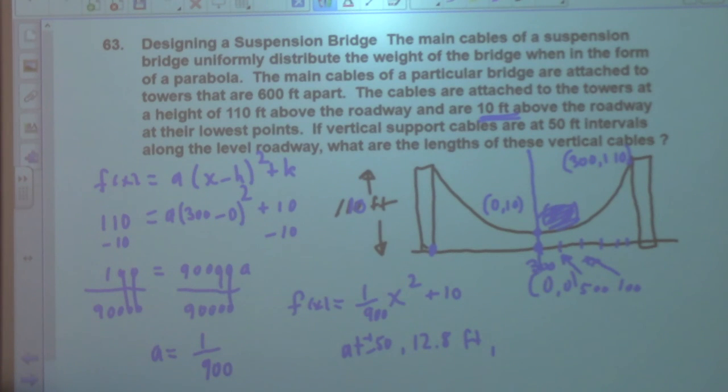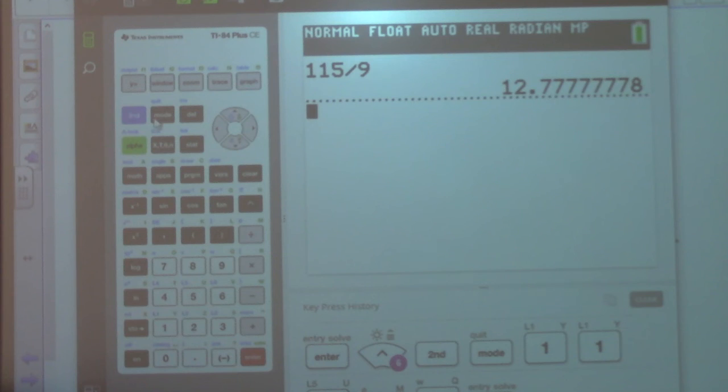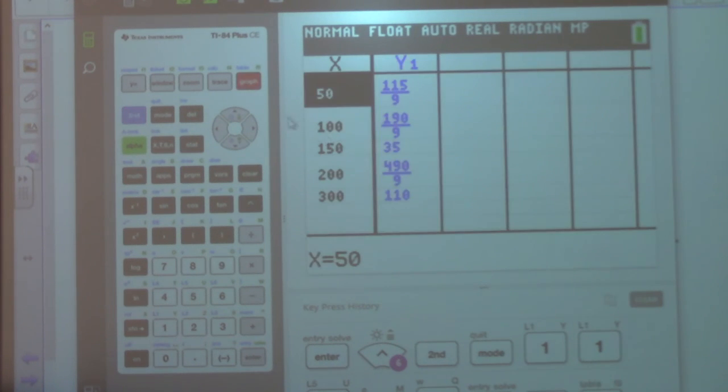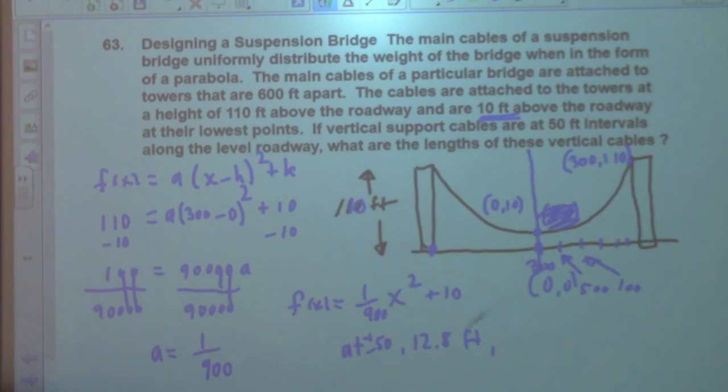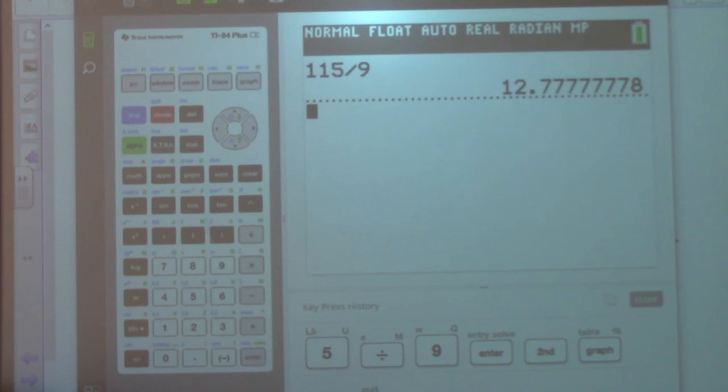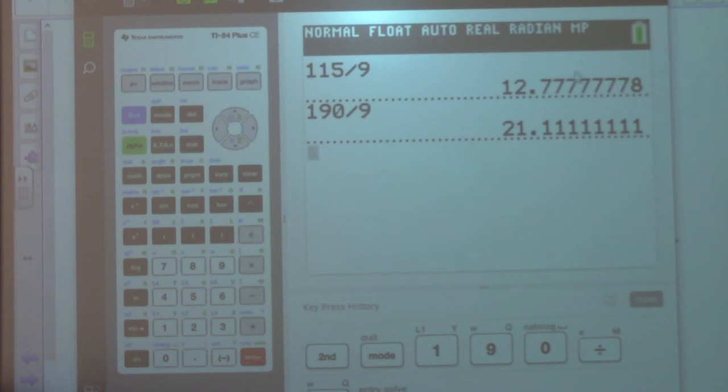And then at 100, we get 190 over 9. So 190 over 9. So 21.1 feet.